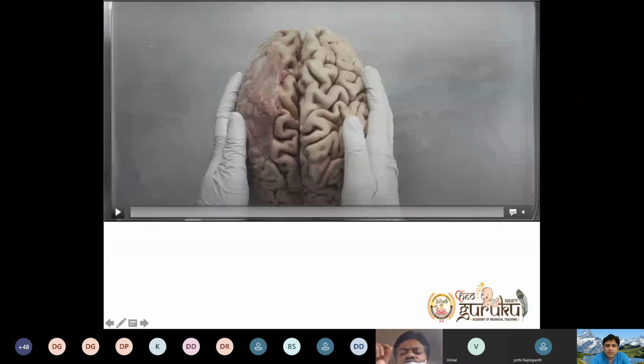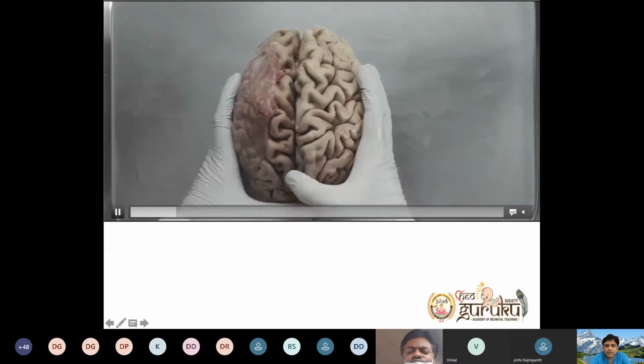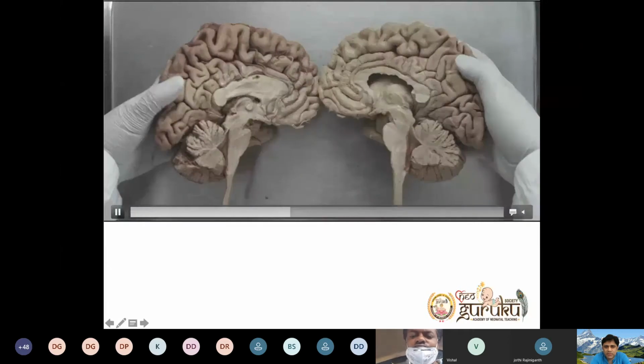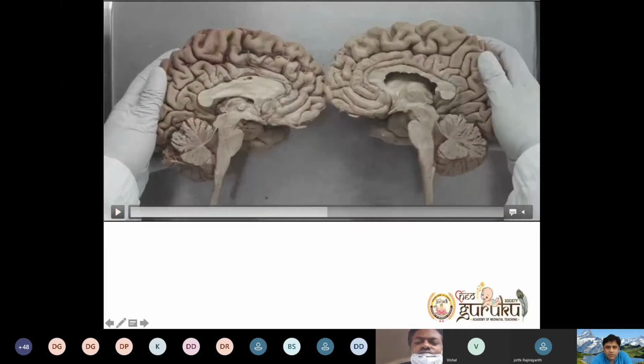So this is the sagittal section which we are taking now. We are trying to separate both cerebral hemispheres in the center. So you can see here beautifully, what is this? This is your corpus callosum.